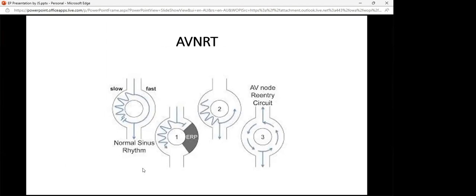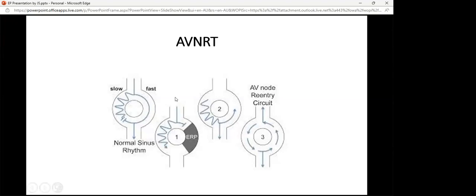Just to go back, a thing to point out with our fast and slow pathways is that it's very important to understand that the fast pathway, as the name suggests, conducts from A to V quite rapidly. It's quite slick in its movements. But the thing is, it's very slow to recover, so it has a long refractory period. Whereas the slow pathway, as you can predict, conducts slowly, but it is able to recover quite quickly, meaning it has a relatively short refractory period. So it's important to understand the physiology of these as we move on to understanding what AVNRT is all about.